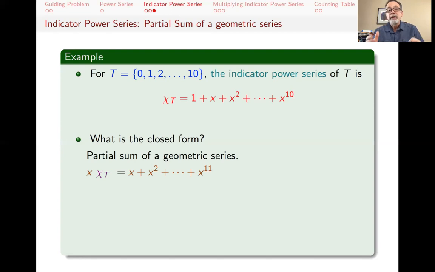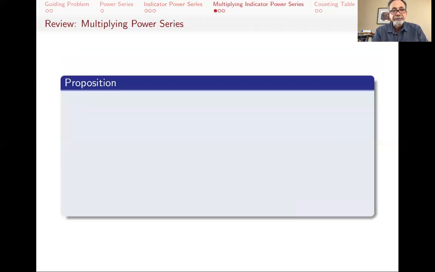Why did I do that? Well, I did that because if you now subtract these two things, chi of t minus x chi of t, most things cancel. From chi of t, the only thing that doesn't cancel is 1. The only thing that doesn't cancel from x times chi of t is x to the 11th. So I have 1 minus x to the 11th. I can factor chi of t on the left, divide by 1 minus x, and I get a closed form for this indicator power series. But this is, again, another review of the partial sum of a geometric series.